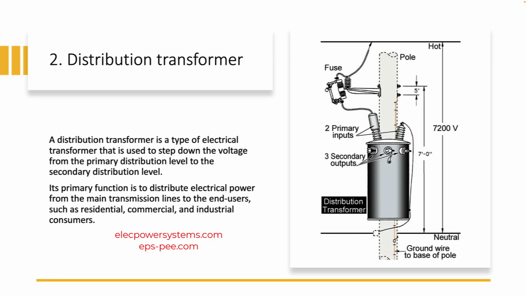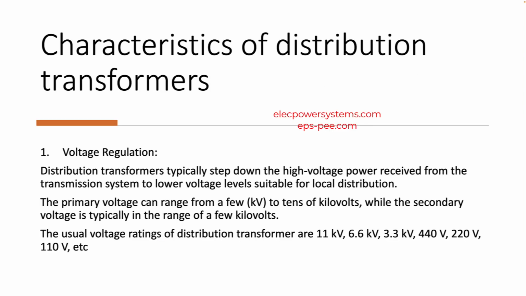A distribution transformer is a type of electrical transformer that is used to step down the voltage from the primary distribution level to the secondary distribution level. Its primary function is to distribute electrical power from the main transmission lines to the end users, such as residential, commercial, and industrial consumers. Here are some key features and characteristics of distribution transformers.